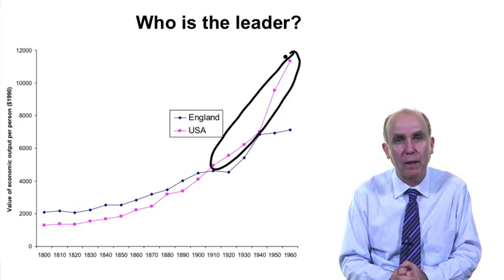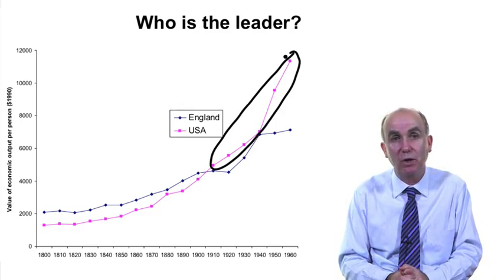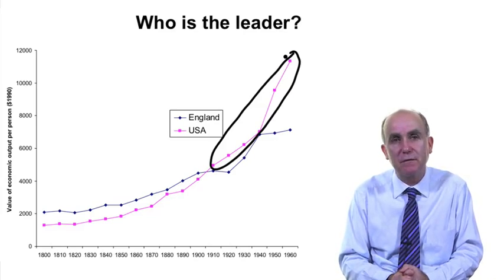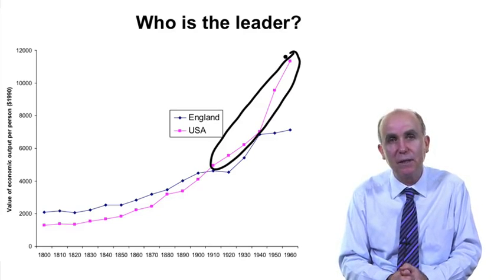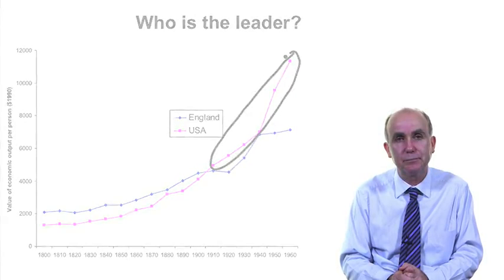But then in the early 20th century, you can see that it was overtaken by the United States, and the United States became the country with the highest living standards, the highest value of economic output per person during the 20th century. So a couple of questions arise from this. One question is, what does it take to be a leader? What does it take to be the country with the most advanced economy? And then secondly, what explains the fact that there was this transfer in leadership from England to the United States around the start of the 20th century?